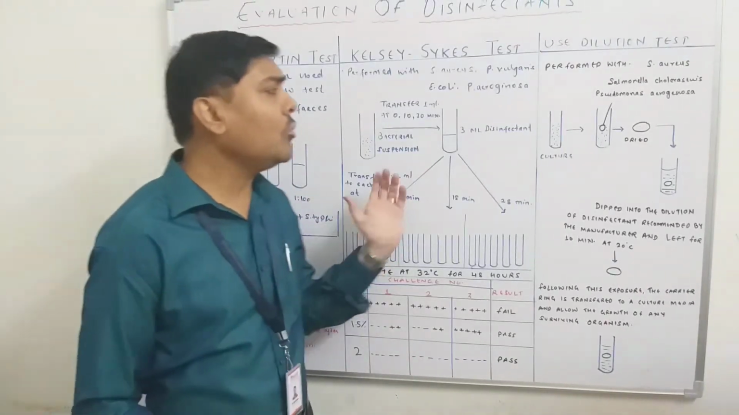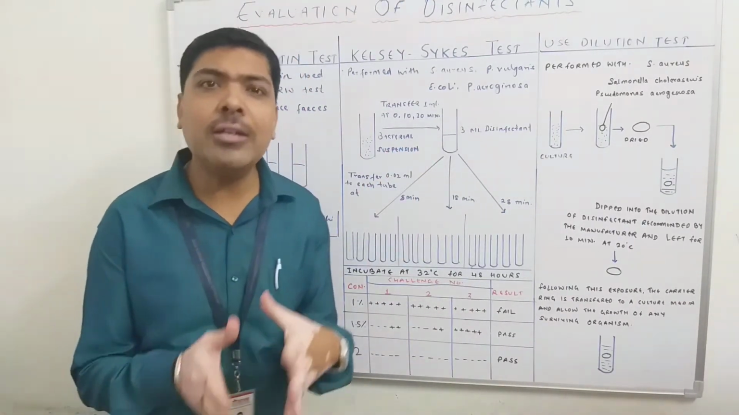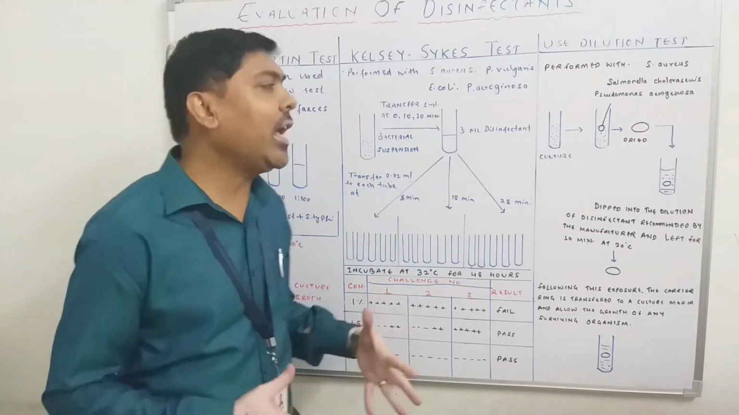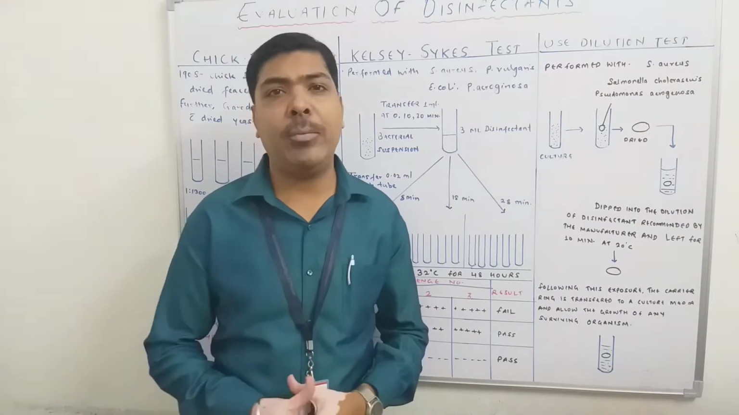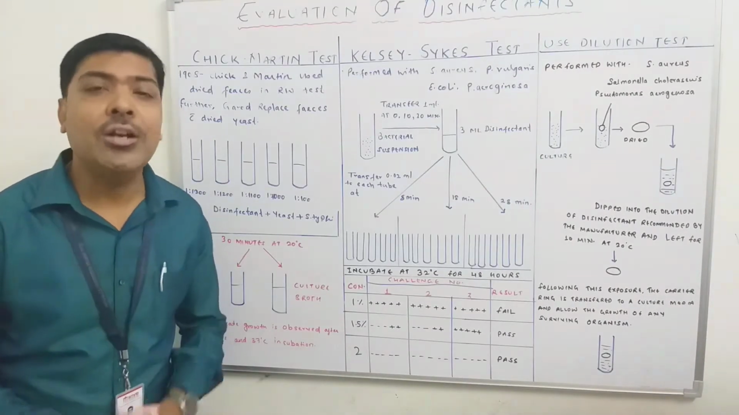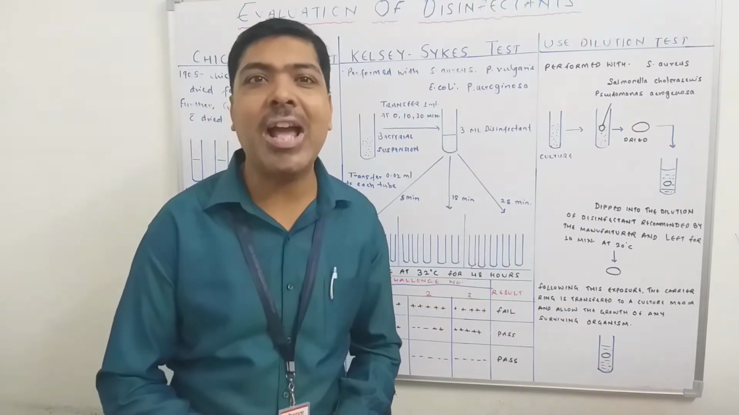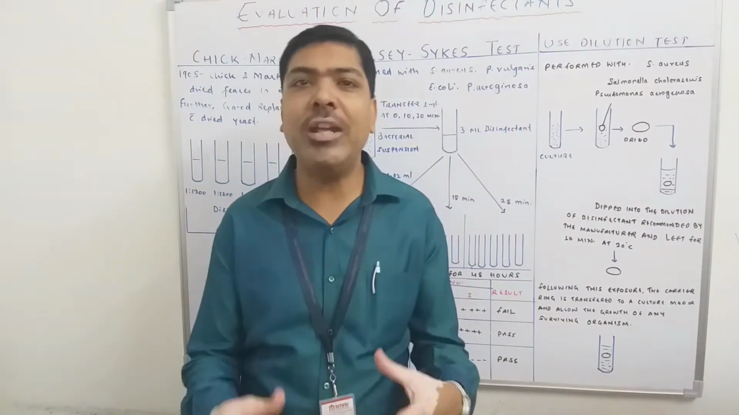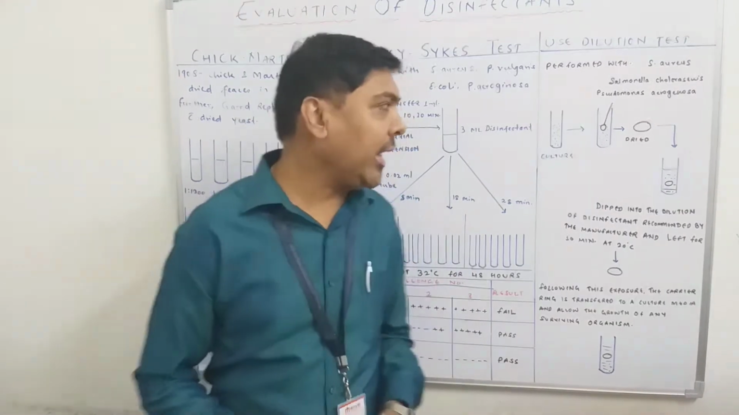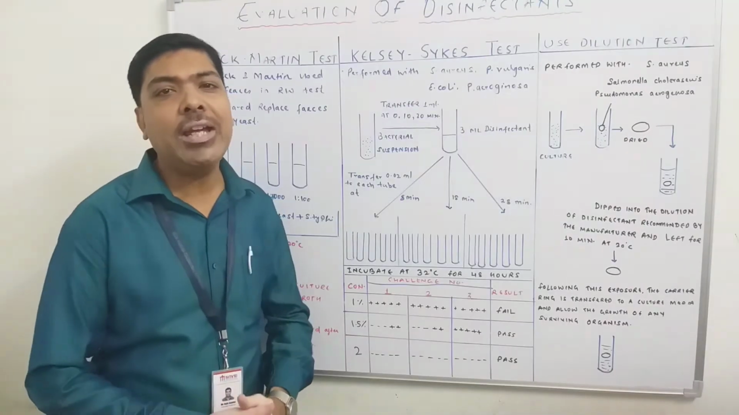Then we have to take a tube that consists of a constant volume of a chosen percentage of a disinfectant. As you can see in this diagram, we have taken 3 ml of the disinfectant. Maybe I have prepared 3 different dilutions of a disinfectant as 1%, 1.5% and 2%. Initially I have taken 1% of the disinfectant and kept the volume constant, in this case 3 ml of the chosen percentage of the test disinfectant. Then we have to transfer 1 ml of this bacterial suspension into 3 ml of the disinfectant.